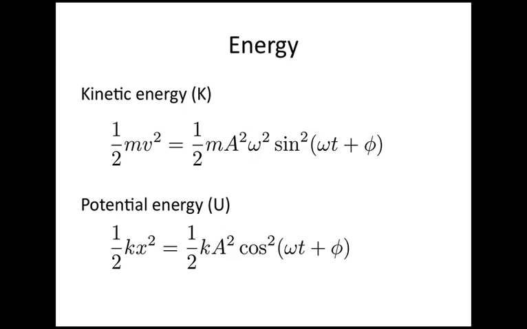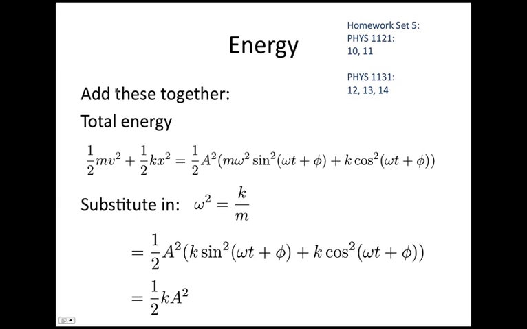Okay, so we know that kinetic energy is equal to a half m v squared, and we've shown that v is equal to minus omega A sine(omega t plus phi). So just substituting that expression in for v, we end up with this expression for our kinetic energy. And the potential energy stored in the spring is given by a half k x squared, which is a half k A squared cos squared(omega t plus phi). This is just substituting in for our x.